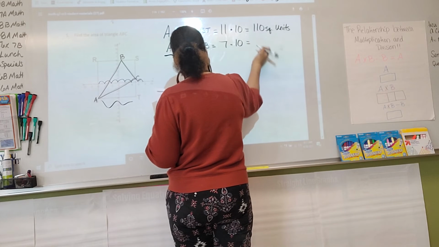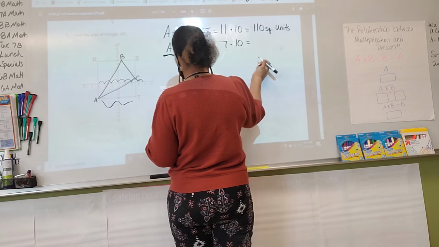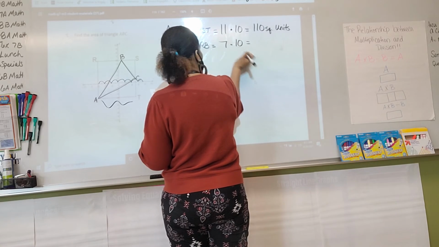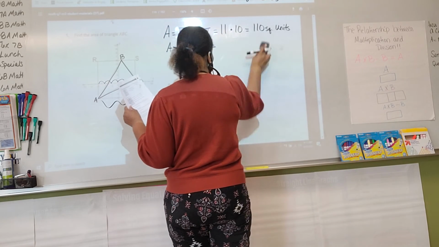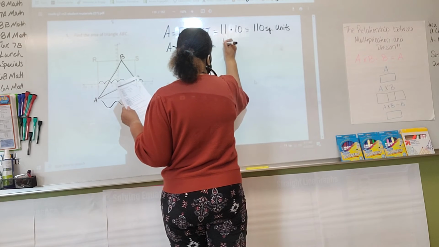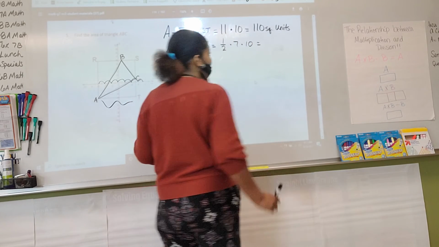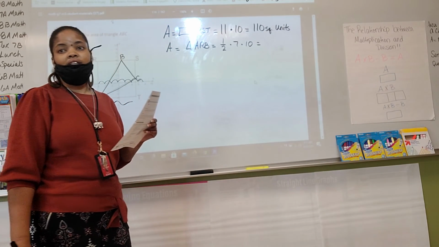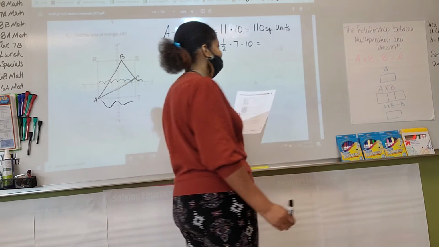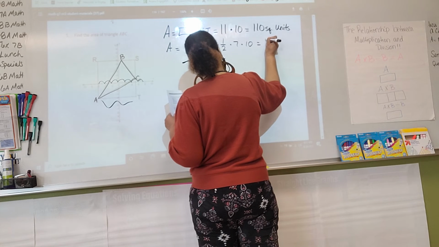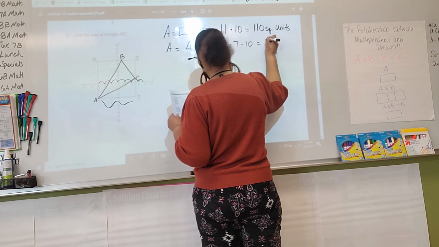All right, what will be my answer here? 70. Oh, I'm sorry, I forgot to add. It will be 70. However, we're talking about a triangle, so we say half times 7 times 10, which now it would be what? What's half of 70? 70 divided by 2. 35.